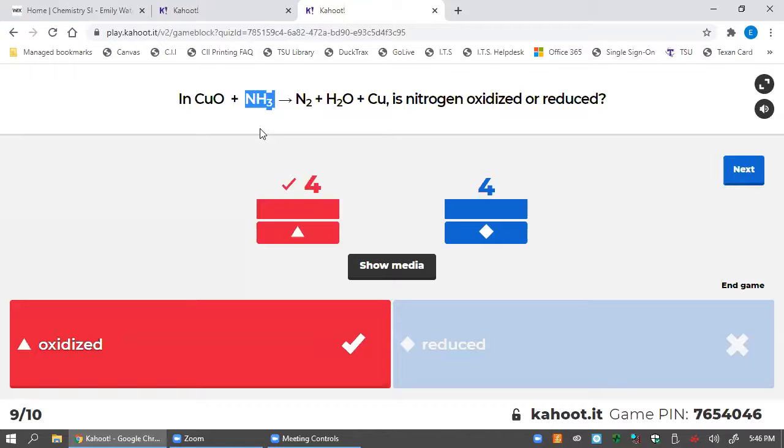Corn nuts. Yeah, this was reduced. This was reduced. So those that were told you were wrong, you were right.